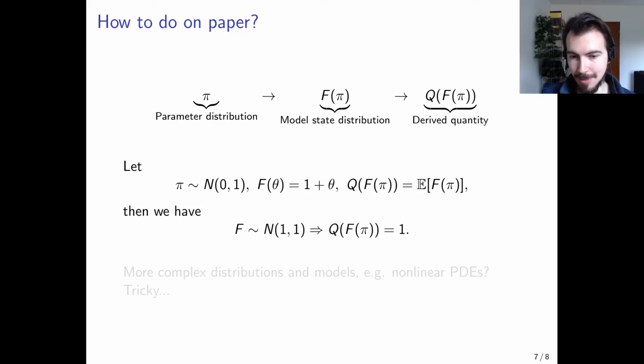So for this extremely simple model, we can say, well, pi is a standard Gaussian, so the distribution of f is actually also a Gaussian distribution, only with a shifted mean. And the derived quantity that we're having a look at here, just being the expected value, is in that case clearly just a 1, namely the mean of that distribution.